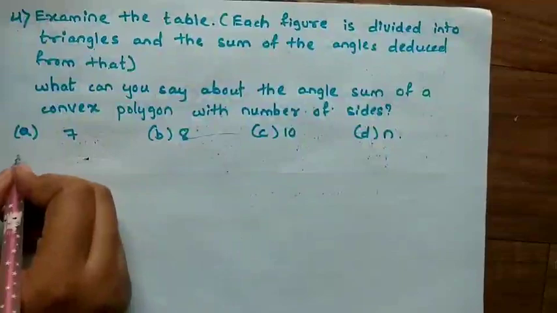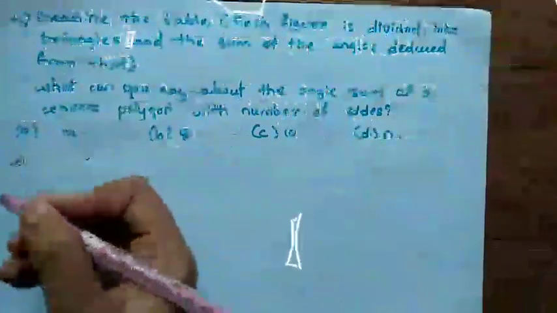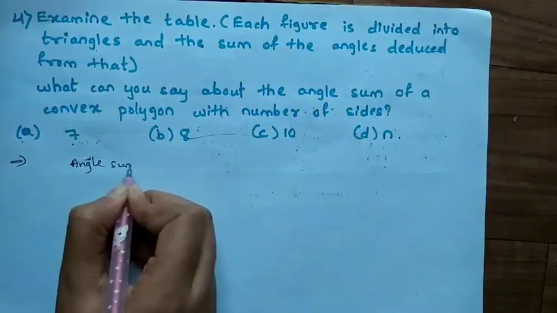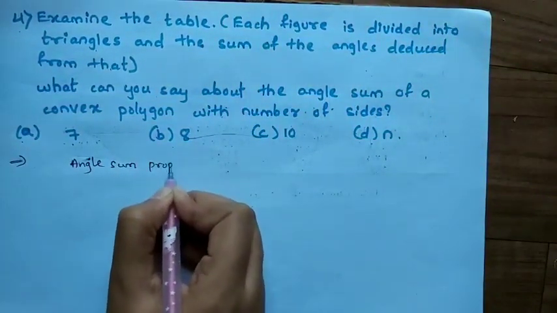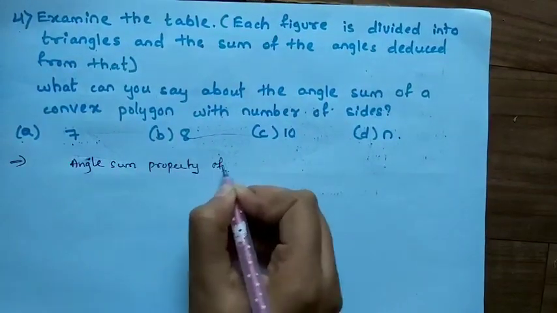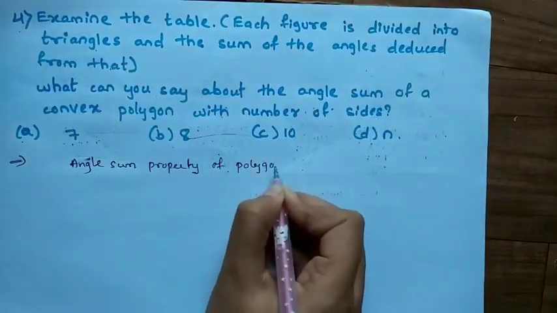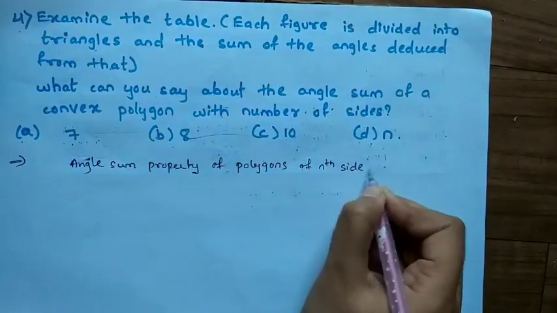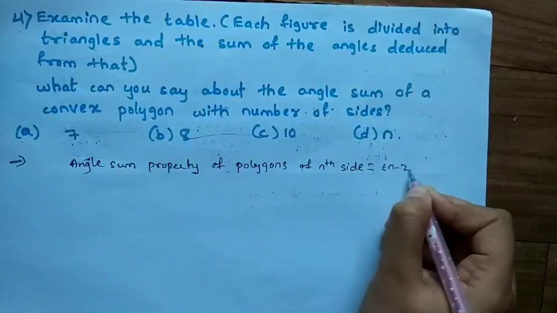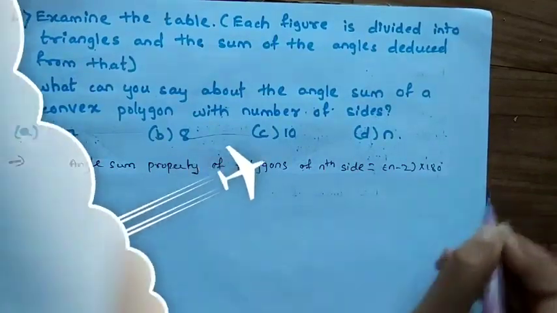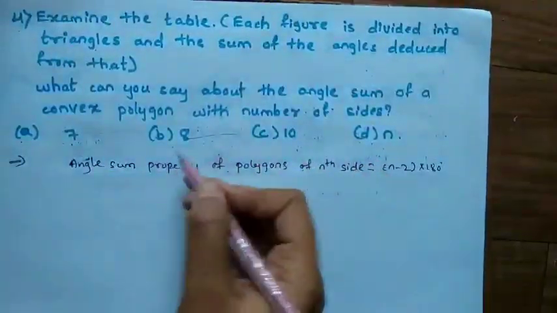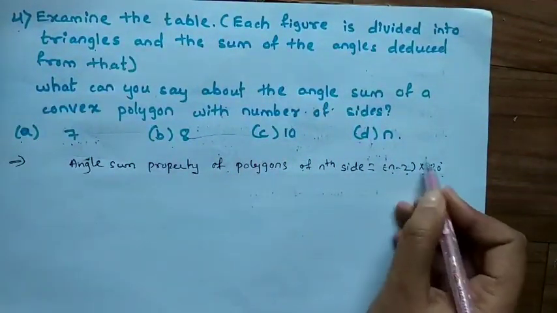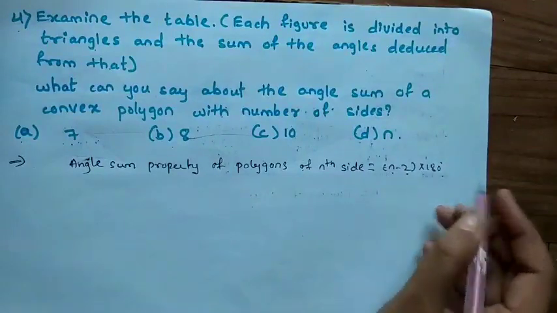For this solution we are applying the property: angle sum property of polygons of nth side. What is that formula? We just discussed it: (n minus 2) into 180 degrees to solve these questions. Both have similar steps. We have to use (n minus 2) into 180 degrees, which is the formula for the nth side of the polygon.